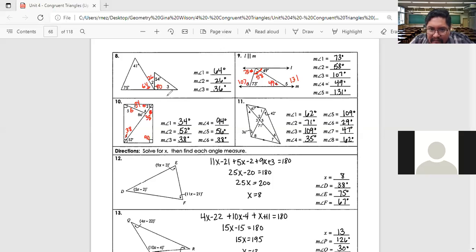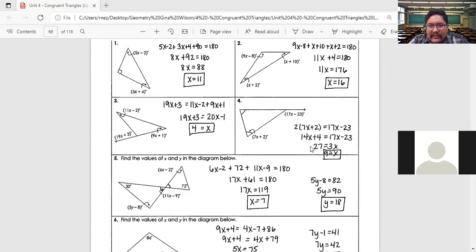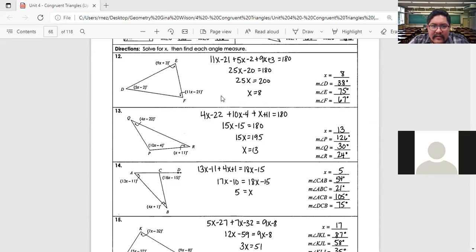Number 11, I probably could do that one pretty easily, and there's a lot of stuff. But I'm going to skip that one for now, because there are 1, 2, 3 more pages that we should try to cover before we end this. So I'm going to move down here to number 12.